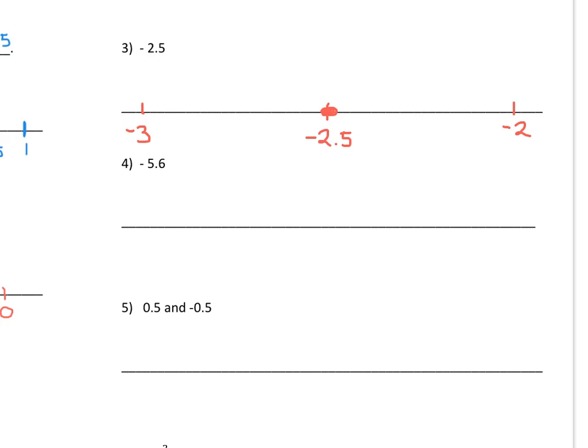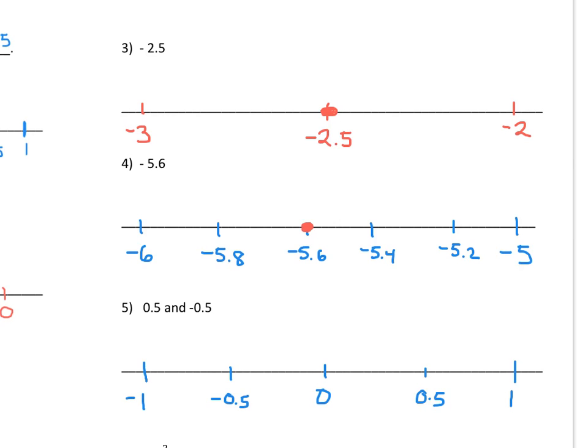Here's the answer for number 3. The range is from negative 2 to negative 3, and I know that negative 2.5 is in between both integers. Here's the answer for number 4. I placed negative 5.6 in between the range of negative 5 and negative 6. And for each increment, I jumped 2/10 each time I moved over on the number line.